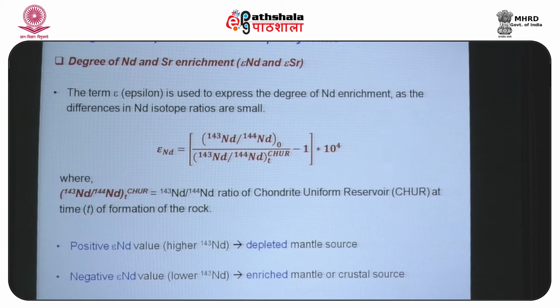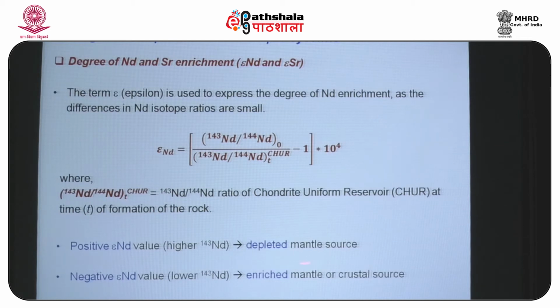Here, 143 by 144 Nd at time t of CHUR is basically the 143 by 144 Nd ratio of the chondrite uniform reservoir, called CHUR, at the time of formation of the rock, that is, when the rock had formed and the decaying process of samarium to neodymium had just started. So, this equation for epsilon Nd has been developed to understand the enrichment of neodymium isotopes with respect to a fixed value, that of the chondrite uniform reservoir.